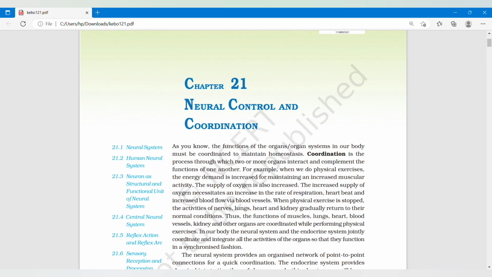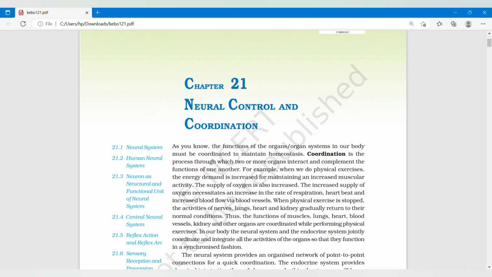The increased supply of oxygen necessitates an increase in the rate of respiration, heartbeat, and increased blood flow via blood vessels. When physical exercise is stopped, the activities of nerves, lungs, heart, and kidneys gradually return to their normal condition. Thus, the functions of muscle, lungs, heart, blood vessels, kidney, and other organs are coordinated while performing physical exercise in our body. The neural system and the endocrine system jointly coordinate and integrate all the activities of the organs so that they function in a synchronized fashion.